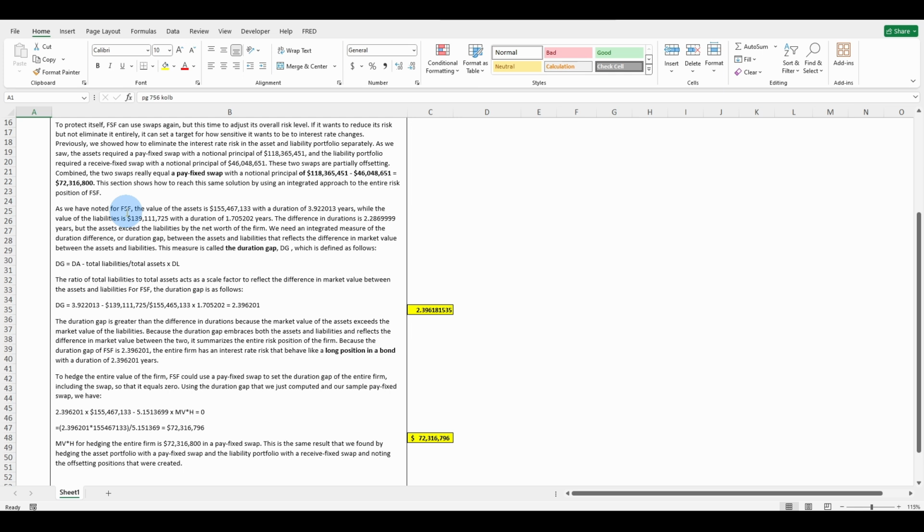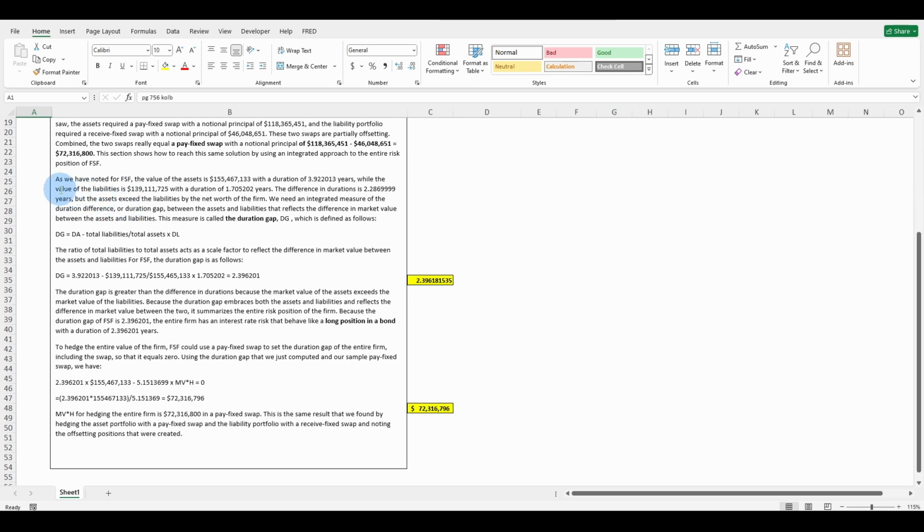This section shows how to reach the same solution using an integrated approach to the entire risk position of FSF. As we noted, for FSF, the value of the asset is $155 million with a duration of 3.9 years, while the value of liabilities is $139 million with a duration of 1.7 years. The difference in duration is 2.28 years, but the assets exceed the liabilities by the net worth of the firm. We need an integrated measure of the duration difference, or duration gap, between the assets and liabilities that reflects the difference in market value between the assets and liabilities.